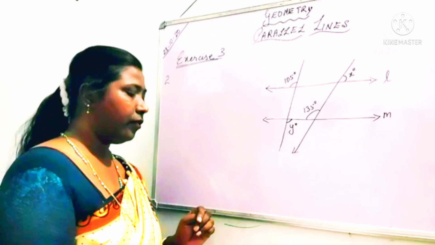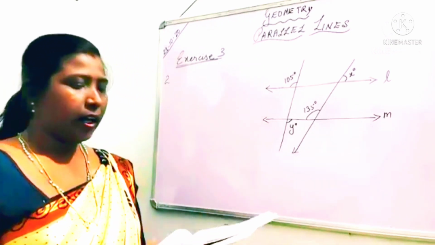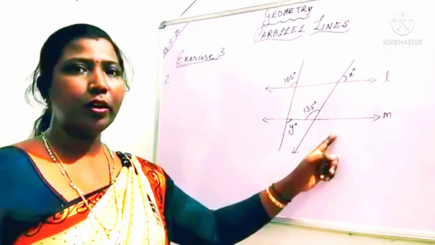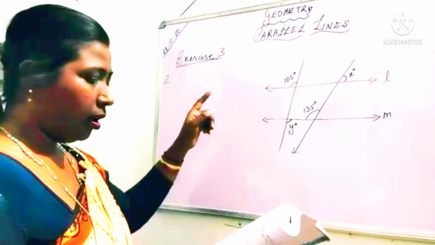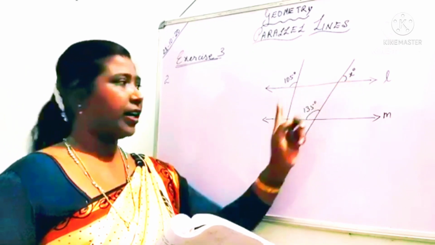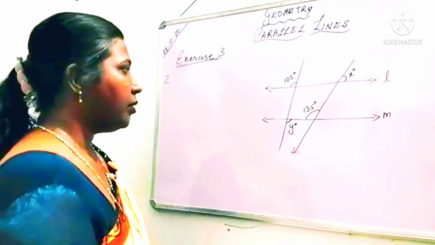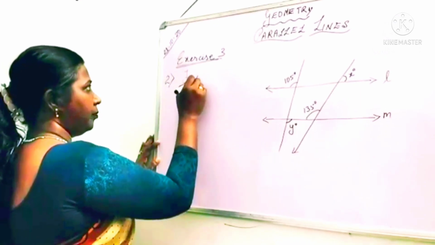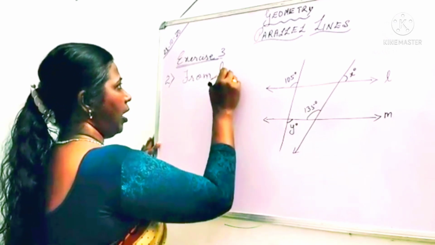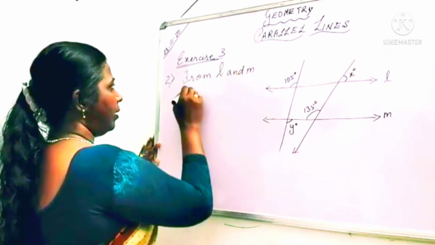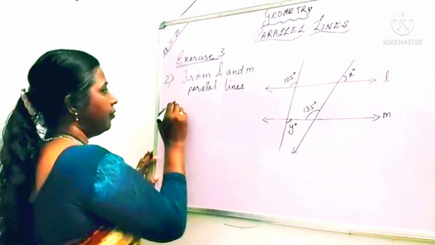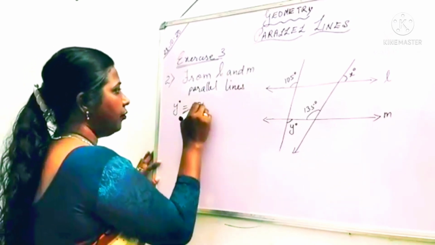Now the second question we have, listen to the question carefully. In the adjoining figure, L is parallel to M. Find the value of X. L and M are parallel and we have to find the value of X and Y. By seeing the figure, from L and M parallel lines, we can write Y degree is equal to 105 degree.